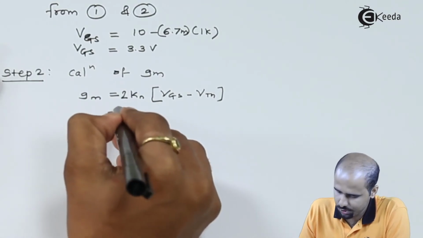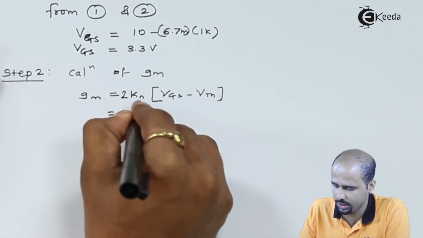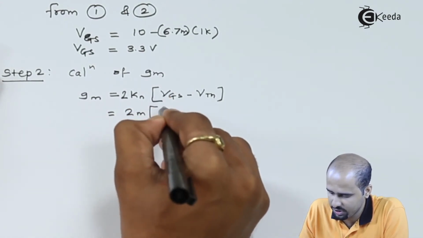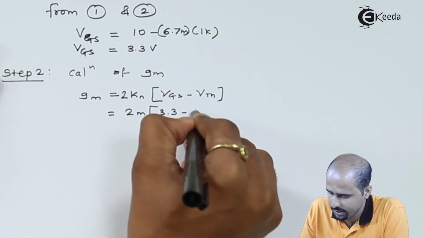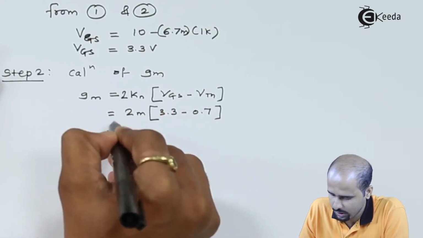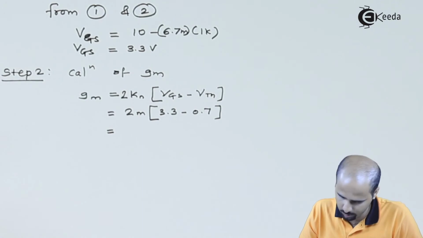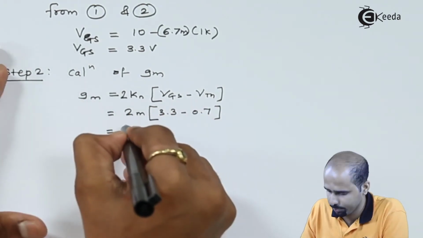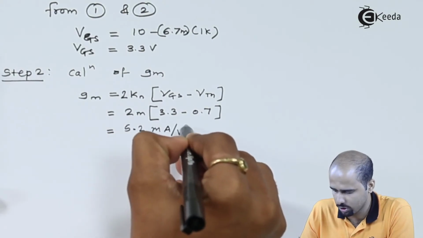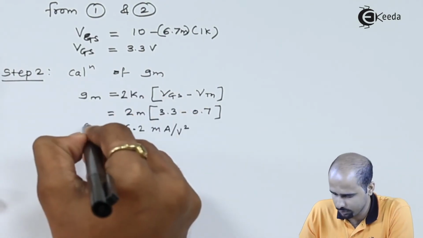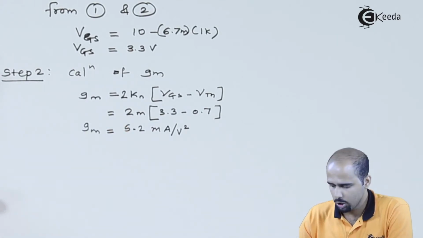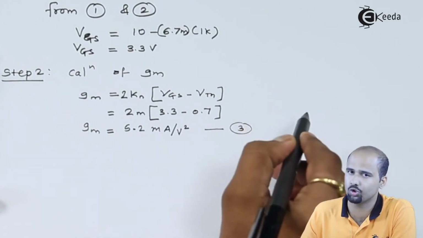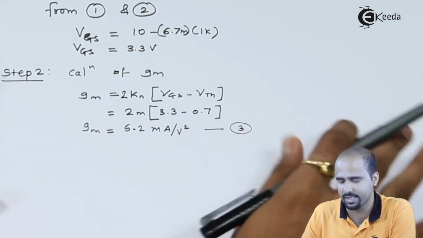Now just make use of this particular equation. Kn is equal to 1 milli, so here we will be getting 2 milli multiplied by VGS minus VTH, that is 3.3 minus 0.7. So calculate the value of GM. GM will be 5.2 milliampere per volt square. This is the value of GM we have got. Just note that this is equation number 3. Somewhere we have to use that value of GM in our AC analysis.